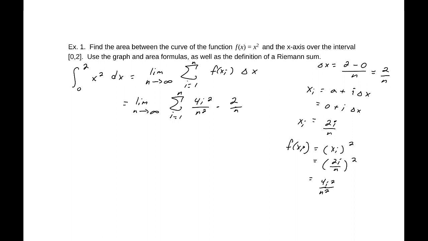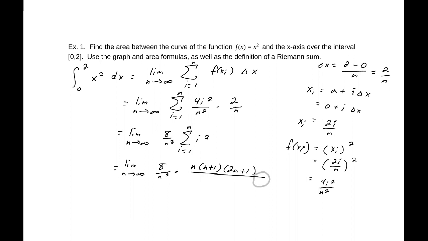Okay, now being that i is what we want to sum, I'm going to go ahead and factor out a few things. Take out an 8 over n cubed, the sum of i squared, which we know from our formula earlier is equal to n times n plus 1 times 2n plus 1 over 6.